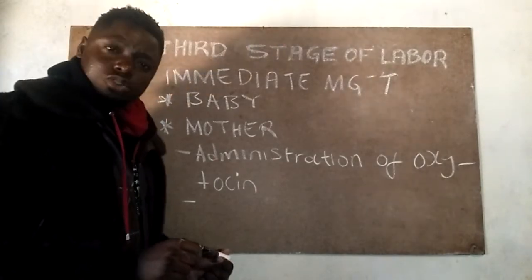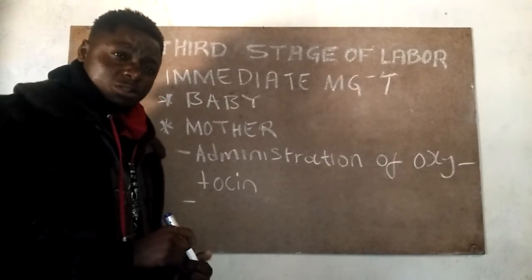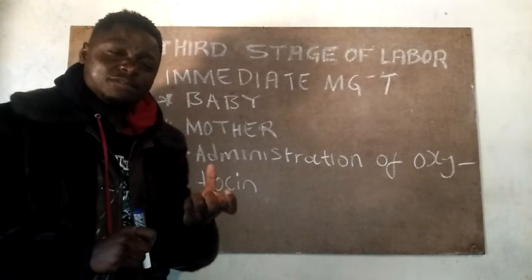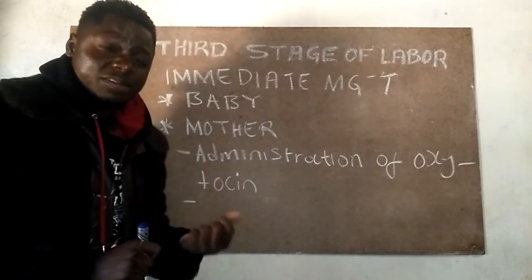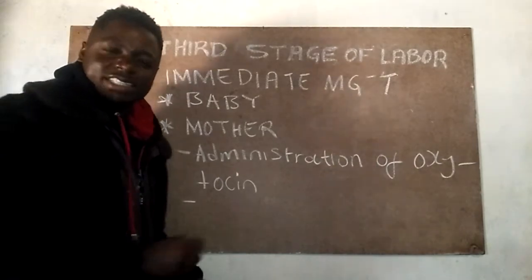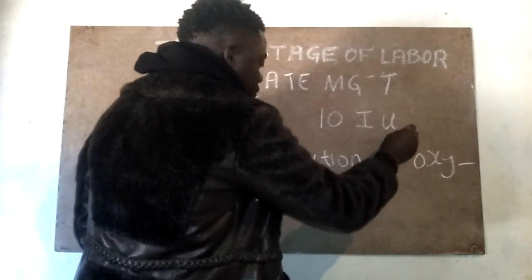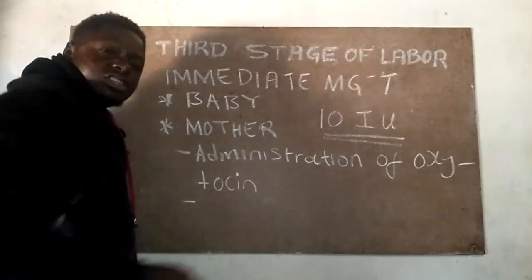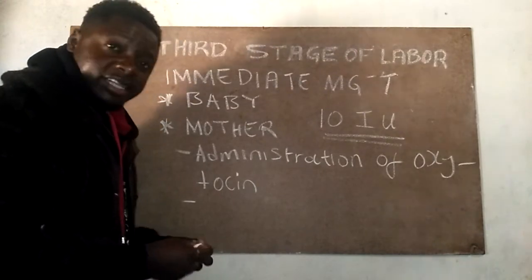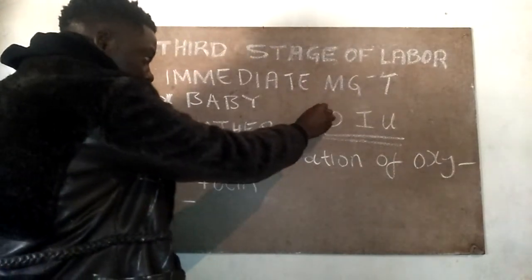Once you do that, you administer oxytocin on the mother's thigh muscle intramuscularly. But if the mother already has an IV inserted, then you can administer it intravenously. And the unit for oxytocin is 10 international units. You have it already prepared on your delivery tray, right? 10 international units of oxytocin.